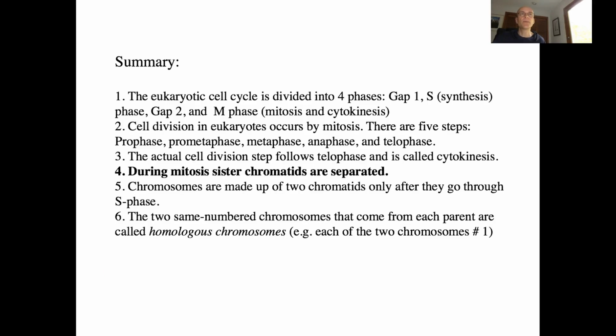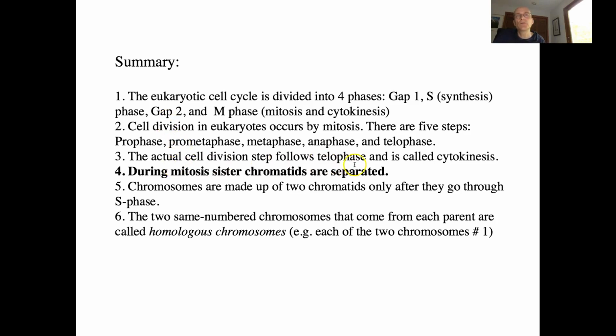So let's just sum that up. In eukaryotic cells, there's the cell cycle, and it's divided into 4 phases: the gap 1, the S phase, the synthesis phase, gap 2 and M phase. There's also the G0, that sort of offshoot, off-ramp for parking, for long-term parking. And then in M phase, we have the mitosis and the cytokinesis. And then cell division in eukaryotes occurs by mitosis. There are these 5 steps that we just walked through: prophase, prometaphase, metaphase, anaphase, and telophase. Actual cell division is after telophase, in cytokinesis.